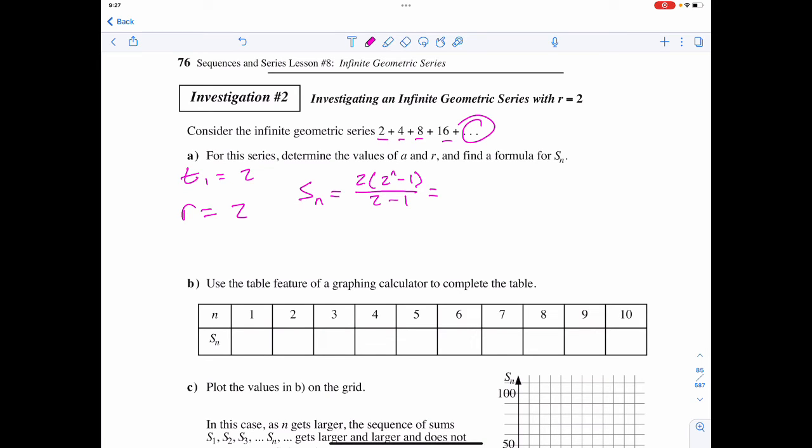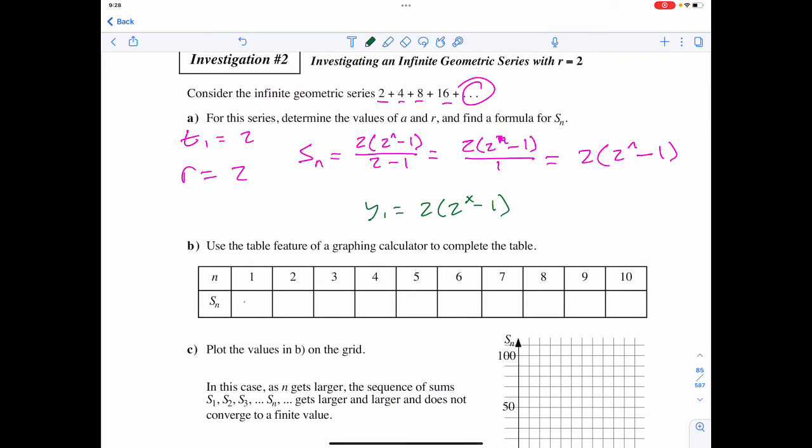I can simplify this if I am doing 2 minus 1 in the denominator and say that it's going to be 2 times 2 to the n minus 1, all divided by 1, or just 2 times 2 to the n minus 1. Now, if I put this in my graphing calculator, I'm obviously going to say that y1 is equal to 2 times 2 to the power of x minus 1. I can go to my table to see what these values are real quick, and the first term is 2, the sum of the first 2 is 6, the sum of the first 3 is 14, and it's going to keep going.